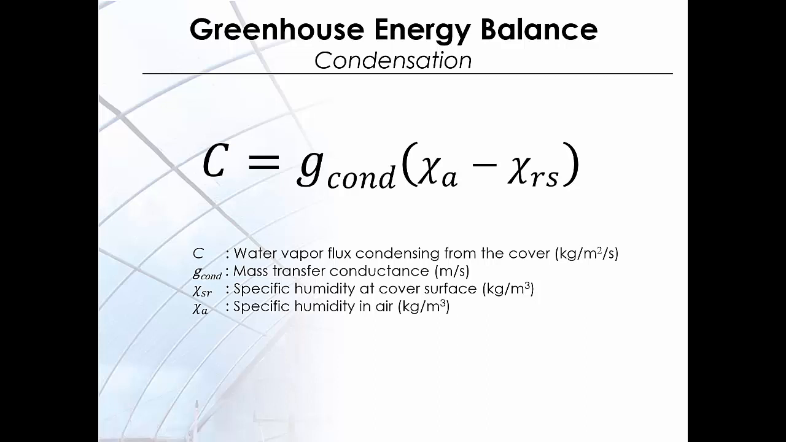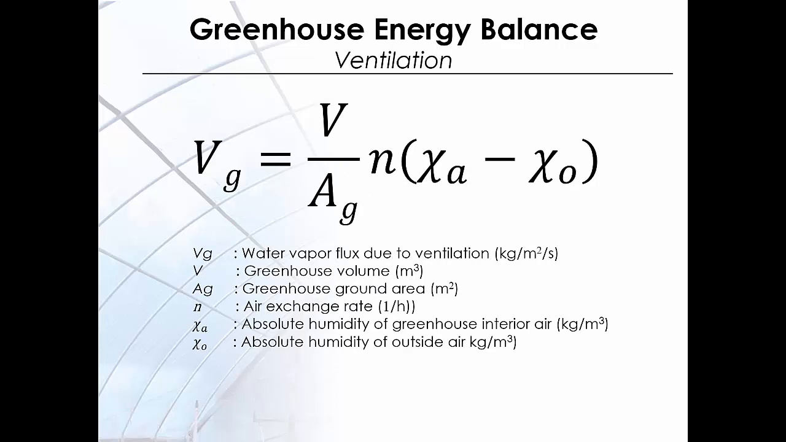With the following equation, we can determine the water vapor flux condensing from the greenhouse cover, considering the mass transfer conductance as well as the specific humidity difference between the cover surface and the surrounding air. Water vapor balance in the greenhouse analysis should also consider the water vapor flux due to ventilation, and in this analysis we can consider the ratio of greenhouse volume to greenhouse area, as well as the air exchange rate and the absolute humidity difference between the greenhouse interior and the outside air.